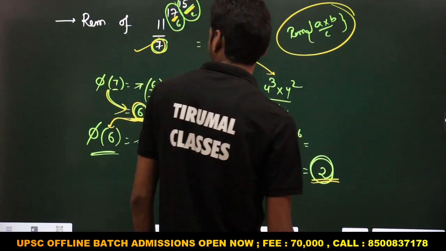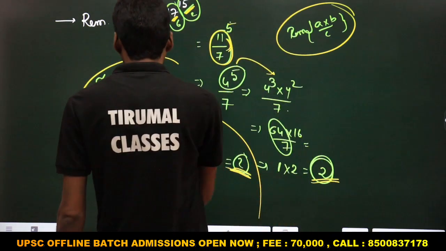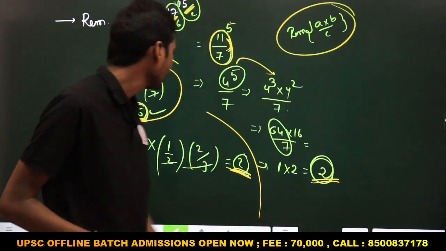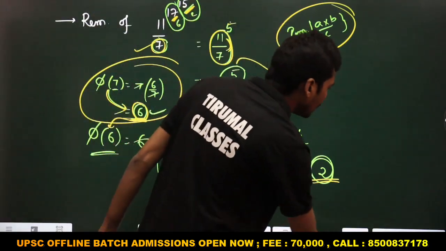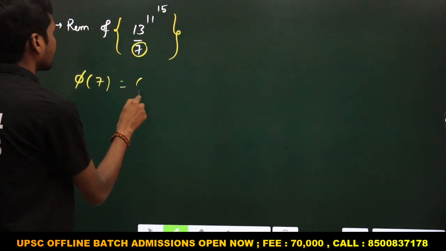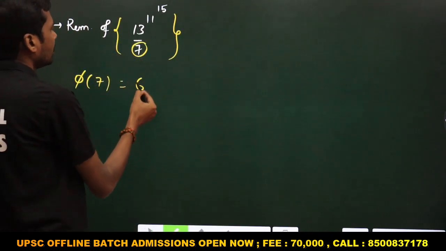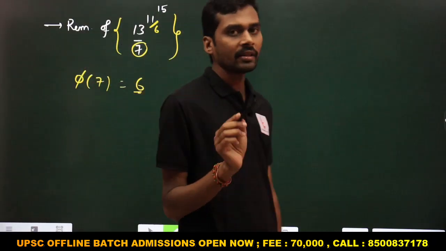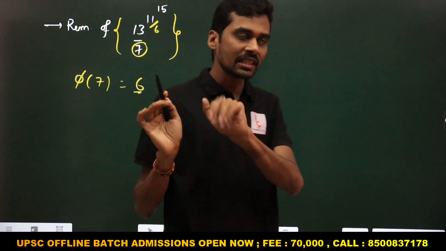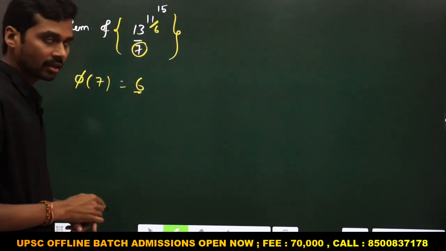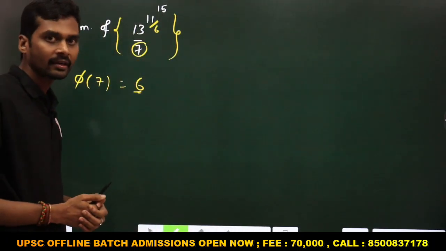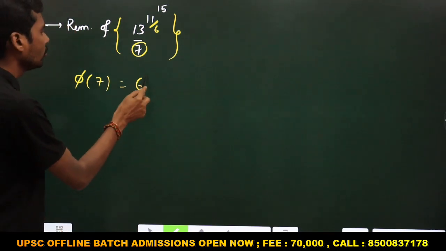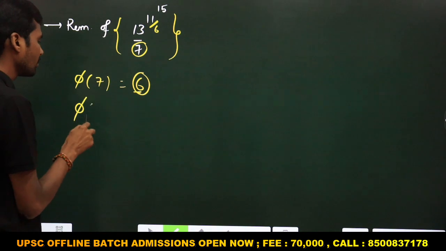Pi of 7 value is 6. I have already found the value of pi of 7, so that's why I am not writing it again. Pi of 7 is 6, and you divide the first power with 6. If I get the remainder 1, then 1 power anything is 1, so you can stop there. Otherwise, 11 by 6, what is the remainder? I'll get 5. So I'm not getting remainder 1, so then we have to take the quotient of this number also.